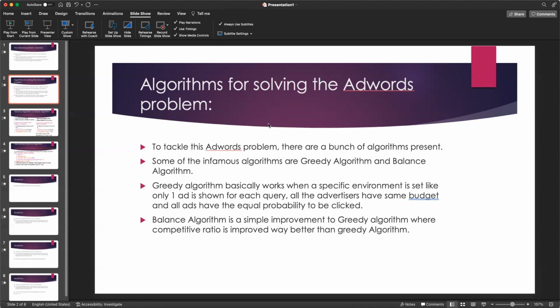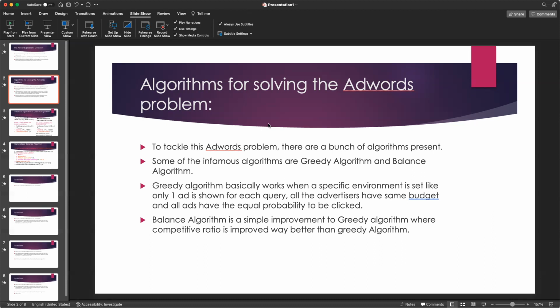So these are some of the constraints for using the greedy algorithm. It is not exactly a perfect algorithm, but it works fine. Coming to the next algorithm, it is the balance algorithm. It is a slight improvement to the greedy algorithm, where the competitive ratio is improved.